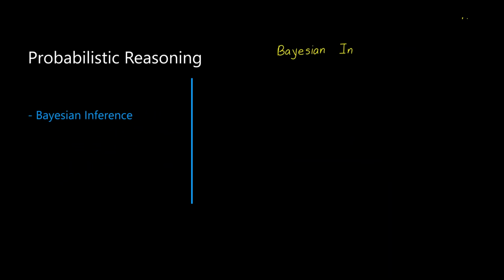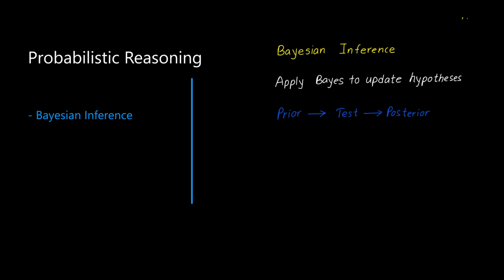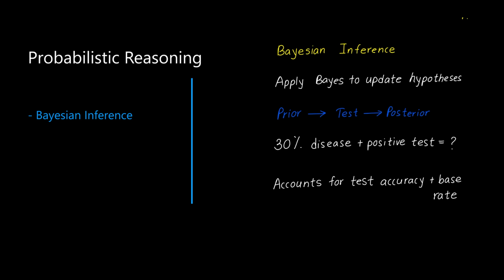Bayesian inference is the application of Bayes' theorem to update hypothesis probabilities. You think there's a 30% chance of disease. Test comes back positive. Bayesian inference calculates the new probability, accounting for the test's accuracy and the disease's base rate.